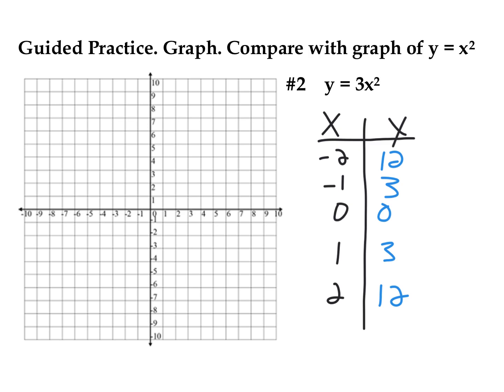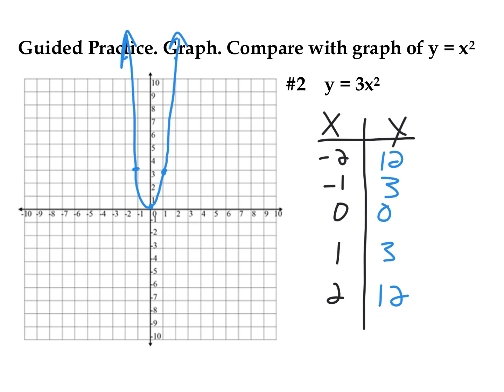So I'd have the point 0, 0, right there. I have the point 1, 3, and negative 1, 3. And I'd have 2, 12. That'd be up here, kind of off my graph a little bit. And I have a same shape graph, a parabola. It's going to be more narrow. It's kind of stretched out vertically. That's called a vertical stretch, actually.